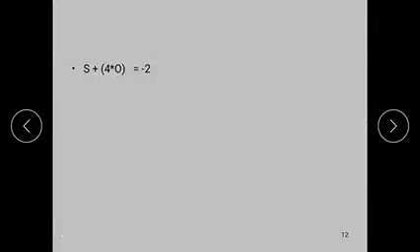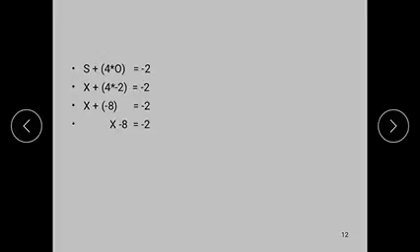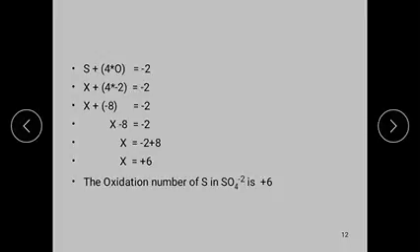Sulfur plus 4 into oxygen is equal to minus 2. That is x plus 4 into minus 2 equals minus 2. Then x minus 8 equals minus 2. Then x equals minus 2 plus 8, so x equals plus 6. Therefore the oxidation number of sulfur in the sulfate ion is plus 6.